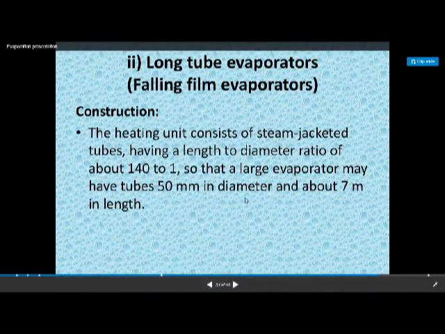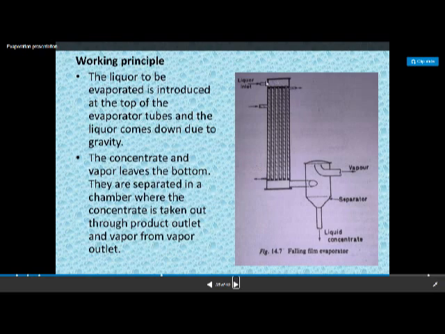Now this falling film evaporator has the same construction as the climbing film evaporator. It consists of a metallic steam jacket, a jacketed metallic chamber, with an inlet for the liquor and an inlet for the steam introduction. There is a cyclone separator attached at the bottom for separation of the liquid concentrate and the vapors.